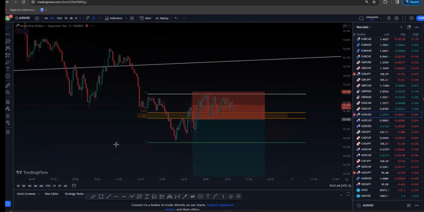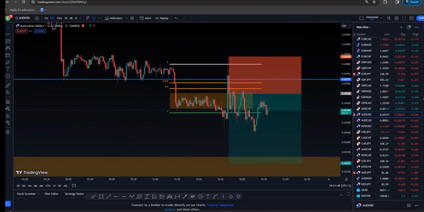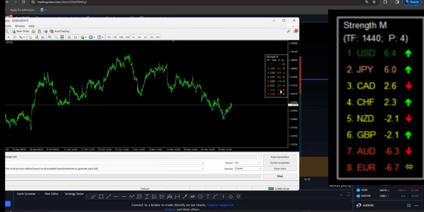And then I also took a trade on AUD USD. So we have on our indicator here, AUD bearish with negative 6.3. And then USD is bullish with positive 5. Okay, it's still fluctuating, as you can see now. It's saying 6.3. So that means US dollar is still bullish, and AUD is still bearish. So we are going to trade a sell there.